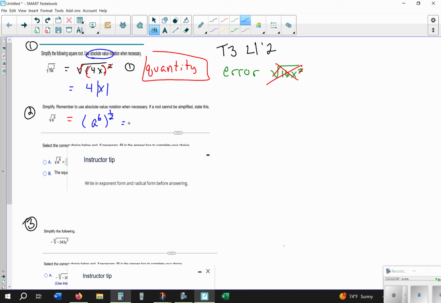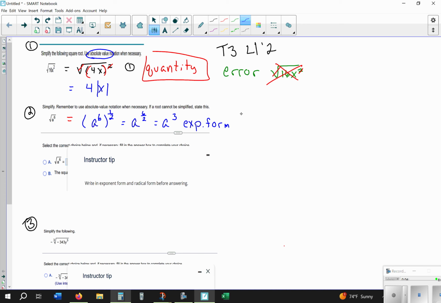And to simplify using exponent form, we know that 6 is evenly divisible by 2, or we could say that 2 goes into 6 3 times. Okay, so this is exponent form. And the reason I wanted you practicing exponent form was so that later when we get to the problems that have numbers and variables, we're able to do that shortcut that we did right there.